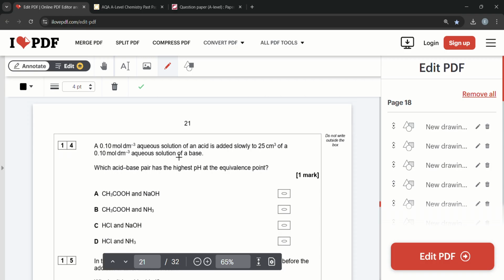14. Which acid base pair has the highest pH at the equivalence point? We've got carboxylic acid and sodium hydroxide. This is weak, this is strong. This is strong and this is strong. This is strong and this is weak, and it has the highest pH at the equivalence point. And that's going to be weak. And I'm pretty sure, yeah, that's going to be weak. So the one that's going to have the highest pH at the equivalence point is going to be A.